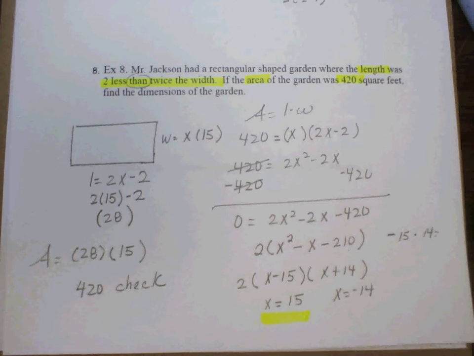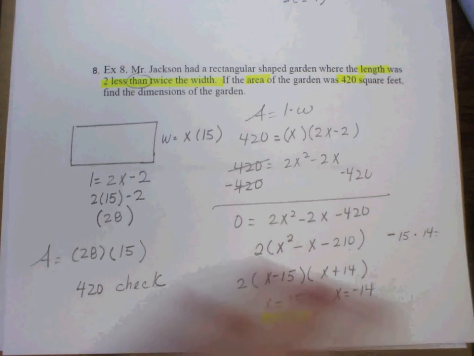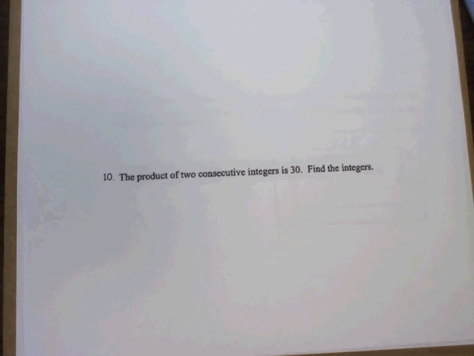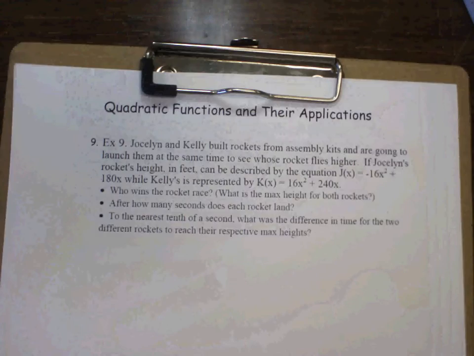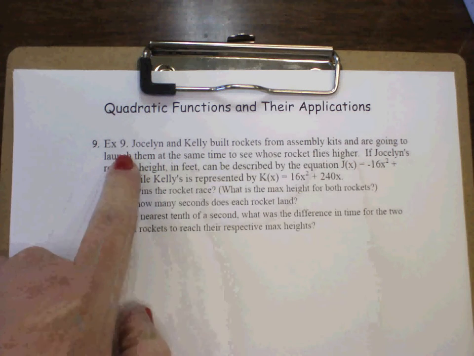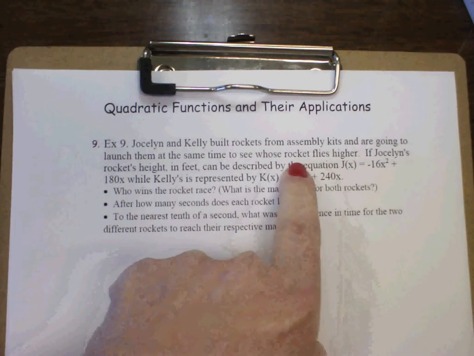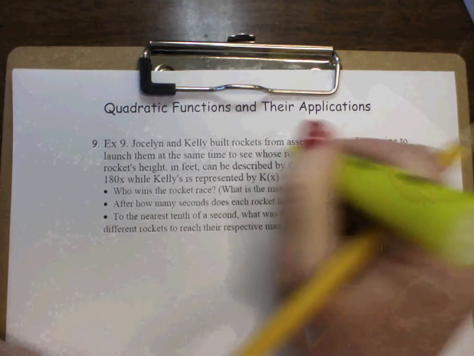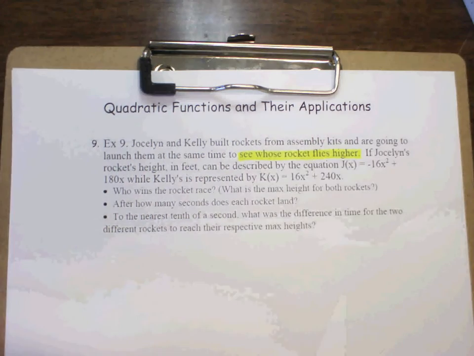All right, let's go to the next one. Number 9. All right, so for number 9, we've got Jocelyn and Kelly build rockets from the assembly kits and are going to launch them at the same time to see whose rocket flies higher. So we're looking for maximums around here.